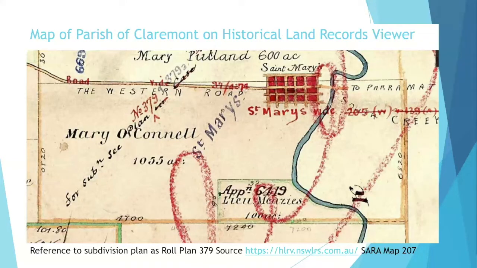Now we look at the parish maps. And here we have one of the earliest of the maps of the parish of Claremont, and it's showing that this area was a grant to Mary O'Connell, 1,055 acres. And coincidentally, another woman named Mary Putland has 600 acres to the north.